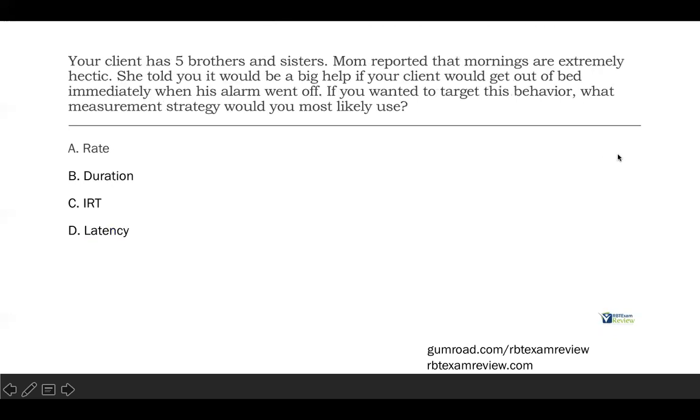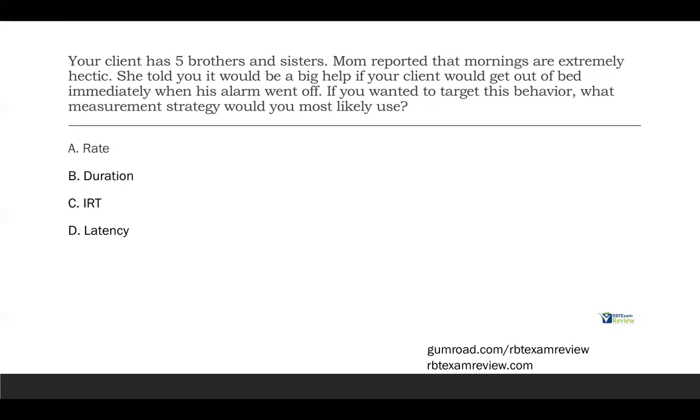Your client has five brothers and sisters. Mom reported that mornings are extremely hectic. She told you it would be a big help if your client would get out of bed immediately when his alarm went off. If you wanted to target this behavior, what measurement strategy would you most likely use?